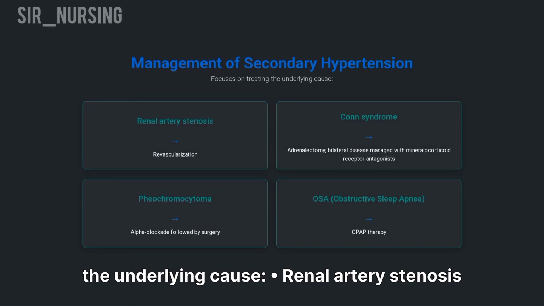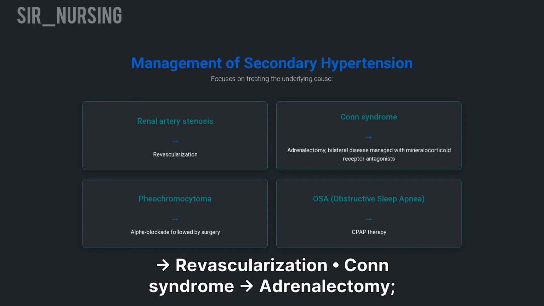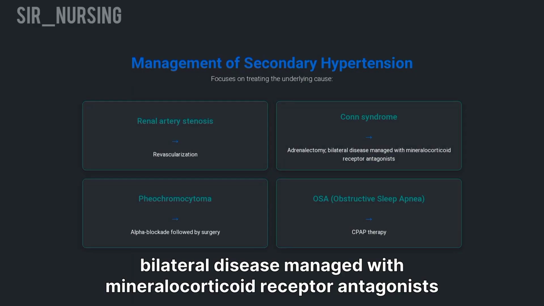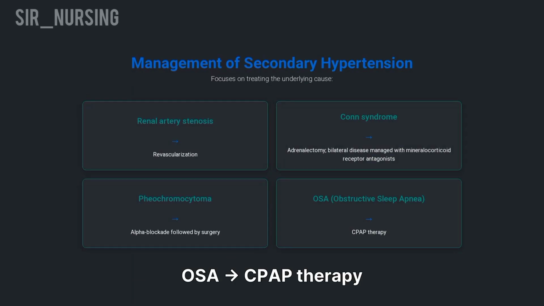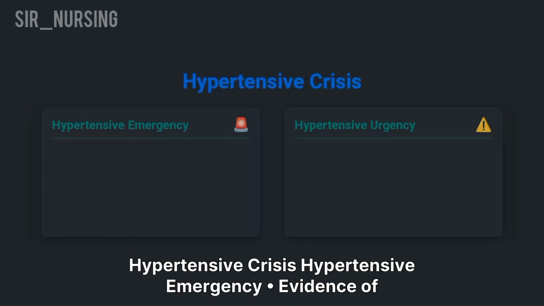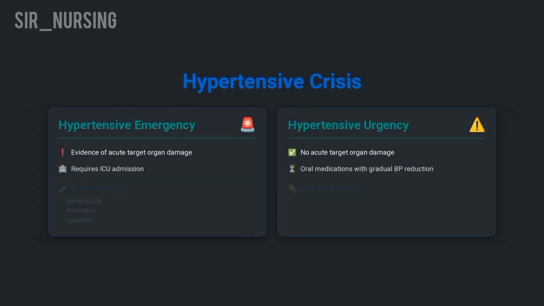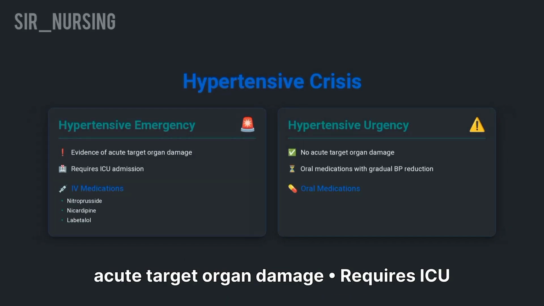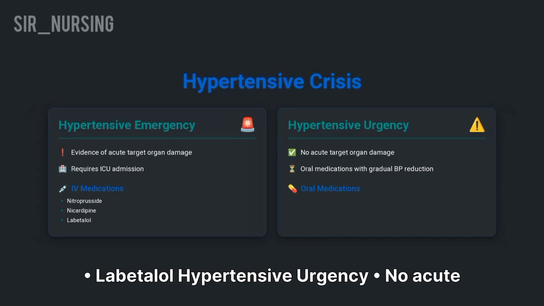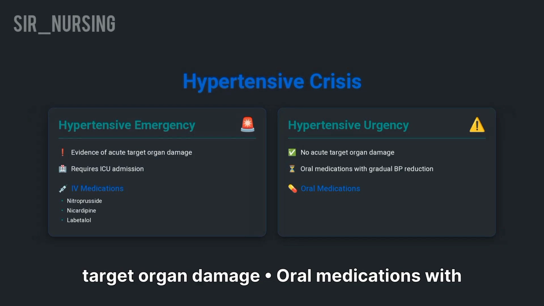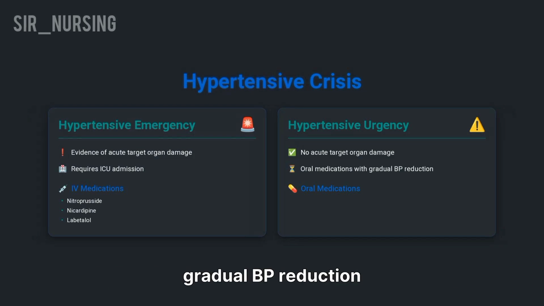Renal artery stenosis: revascularization. Conn syndrome: adrenalectomy; bilateral disease managed with mineralocorticoid receptor antagonists. Pheochromocytoma: alpha blockade followed by surgery. OSA: CPAP therapy. Hypertensive crisis: hypertensive emergency, evidence of acute target organ damage, requires ICU admission, IV medications: nitroprusside, nicardipine, labetalol. Hypertensive urgency, no acute target organ damage, oral medications with gradual BP reduction.